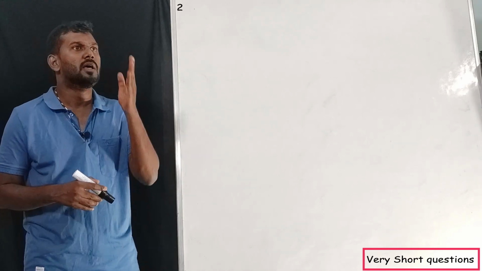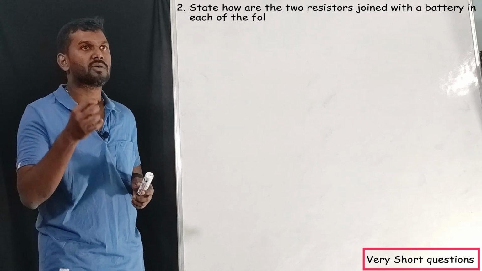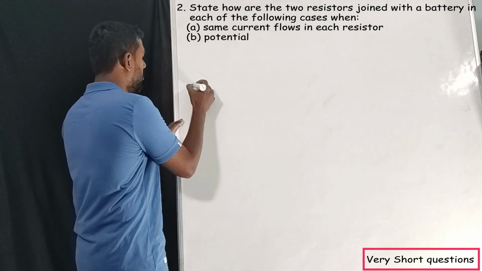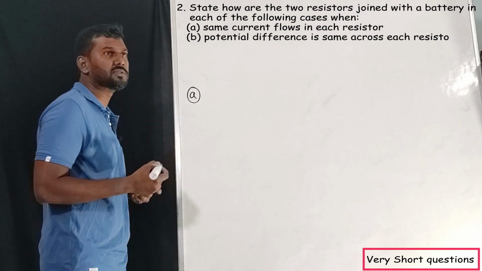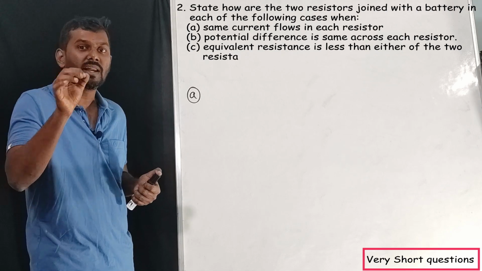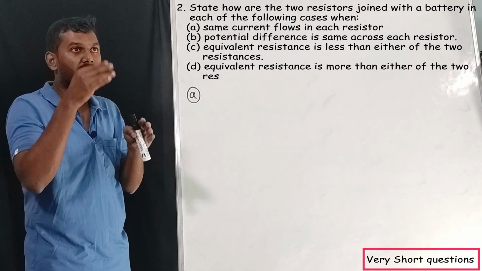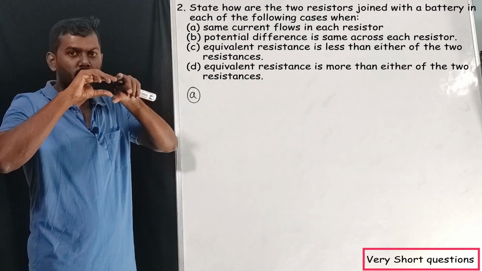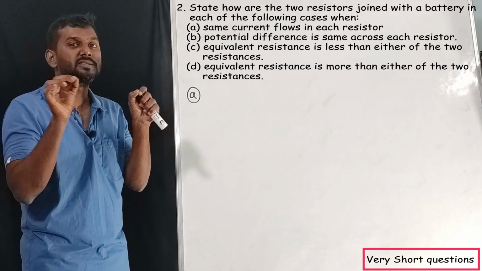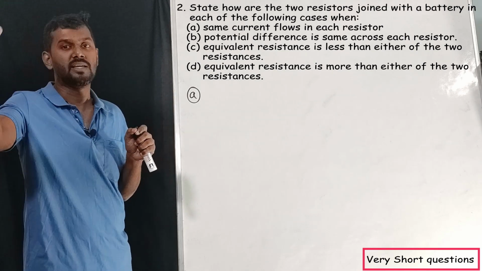Our next question: state how the two resistors are joined with a battery in each of the following cases. So we have four different sub questions. We'll go one by one. Answer for the first sub question, same current flows in each resistor. The current will be the same when the circuit is in series connection. We are talking about two resistors, right? When the two resistors are in series, current will be the same. Keep this in mind: current will be the same in series connection, and voltage will divide in series connection.